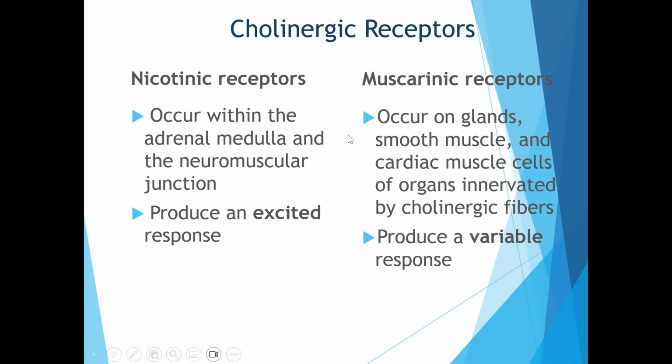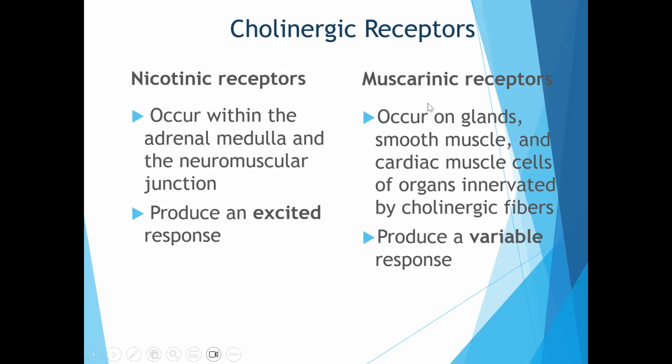Breaking it a little bit further down, our cholinergic receptors have two different types. You have nicotinic and muscarinic. Nicotinic are in the adrenal medulla. They're also at the neuromuscular junction, and they produce an excitatory response. These are receptors for acetylcholine. So if acetylcholine binds to a nicotinic receptor, an excitatory response is going to follow.